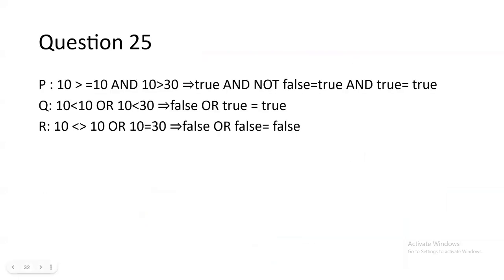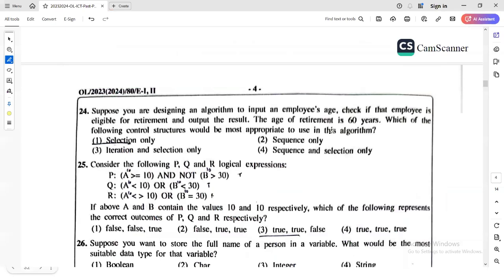So in this paper, they have mentioned clearly there is a condition. Selection is there because they are checking whether the age is more than 60, because if that is the case, then they are eligible for retirement. And there's a sequential thing also, because you get the employee's age, you check whether he or she is eligible, and then based on that you print the result. So here we have sequence as well as selection both.